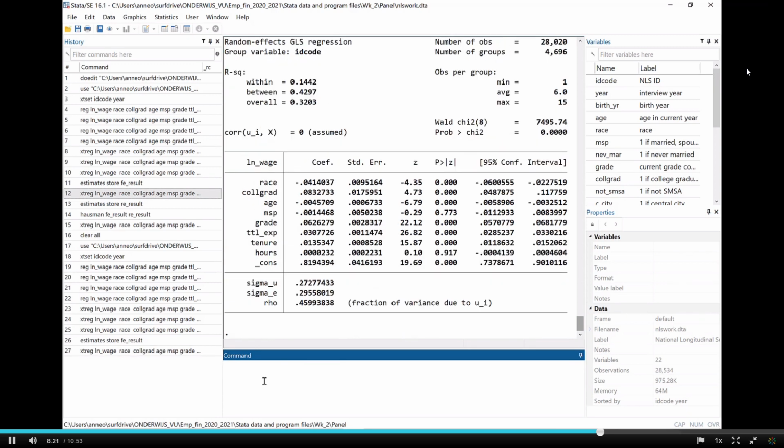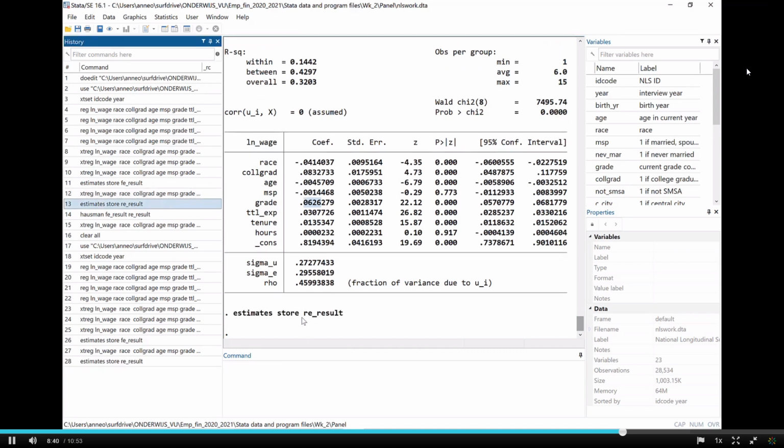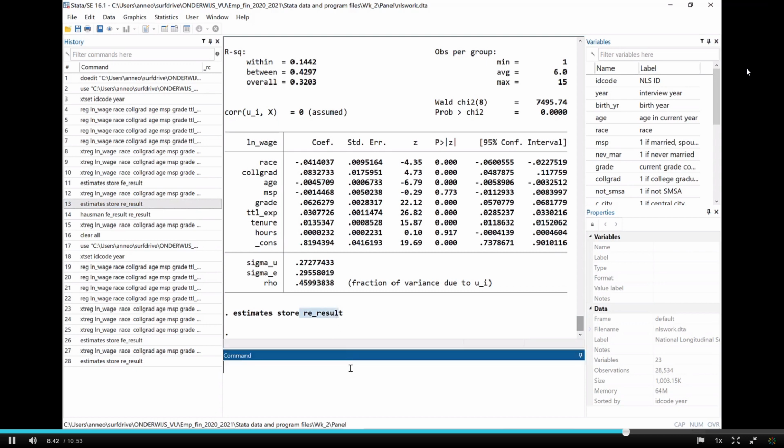Okay. Of course, now race is allowed. Of course, also grade is allowed because remember, random effects says this individual effect is treated as random. So we put it in the error term. So yes, we are allowed to take into account variables that only depend on i. And I am also going to store these estimates, and I call them RE result.